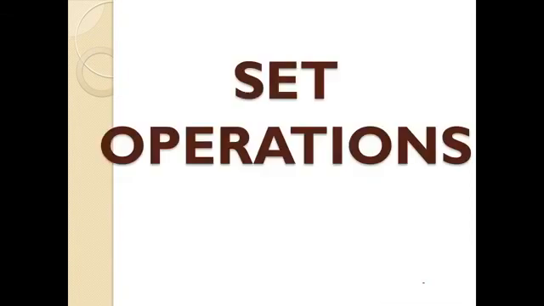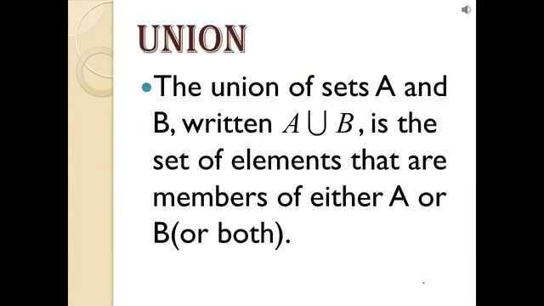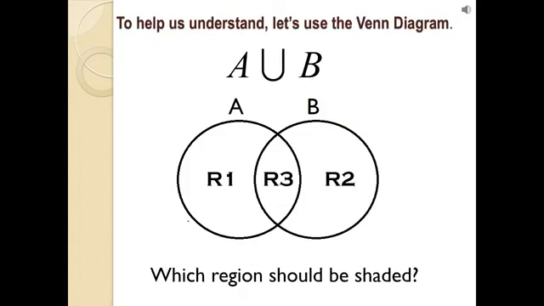Let's have the four set operations. Let's start with the union. The union of sets A and B, take note of the symbol of union. This is the symbol for union. It is the set of elements that are members of either A or B or both. To understand this better, let us use the Venn diagram. So we have here a Venn diagram.